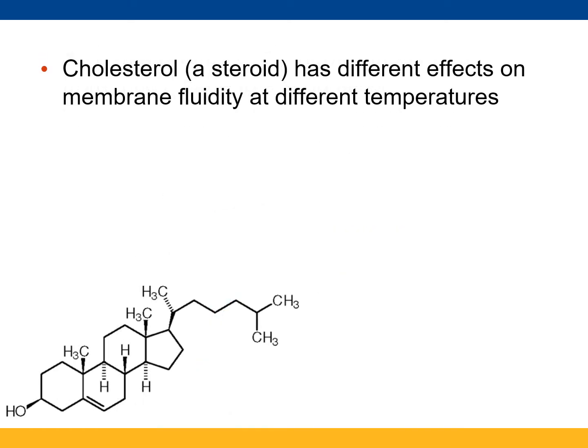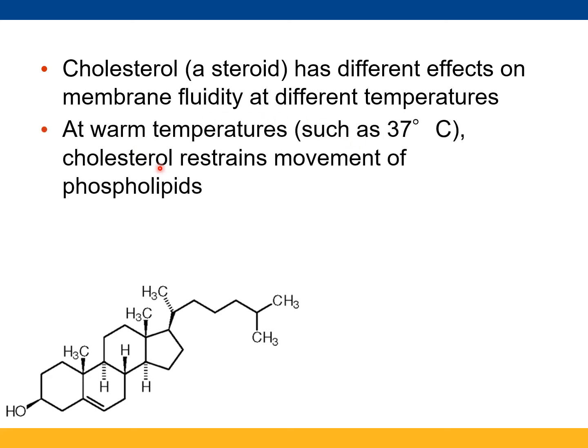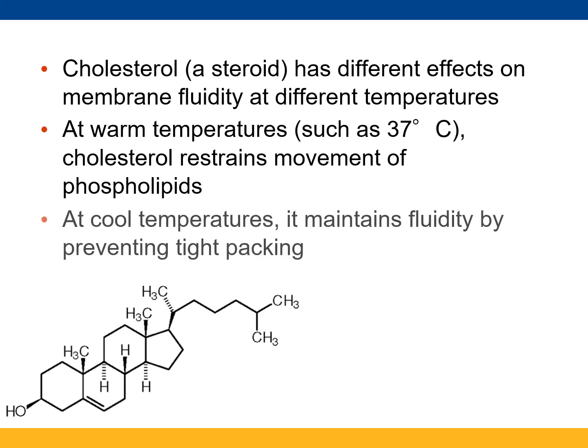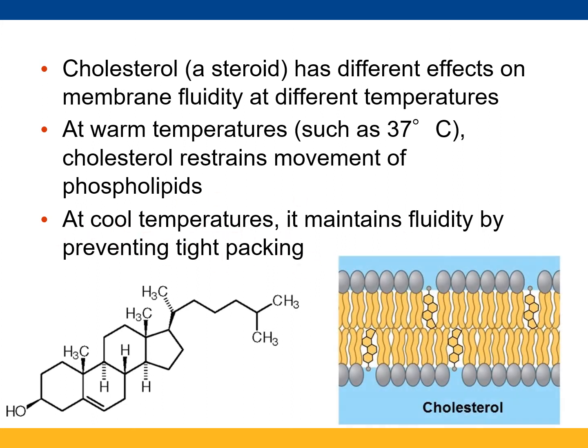But one of the key molecules is cholesterol. It's a steroid. We've talked about that before. At warm temperatures, cholesterol restrains movement of phospholipids. So at or around 37 degrees, it'll keep phospholipids together. But on the other hand, at cool temperatures, it'll maintain fluidity by preventing tight packing. It serves as a fluidity buffer.